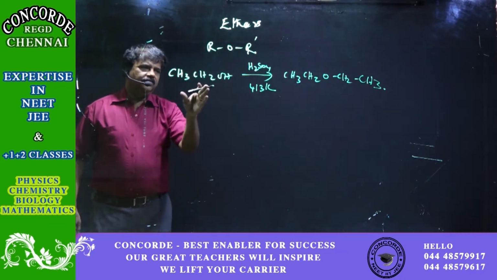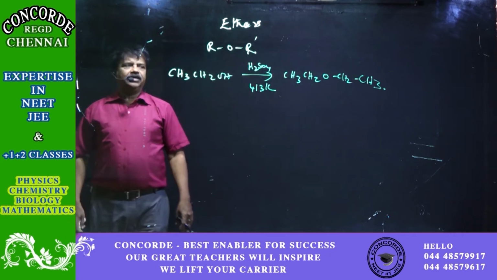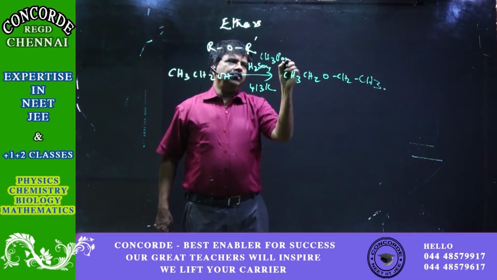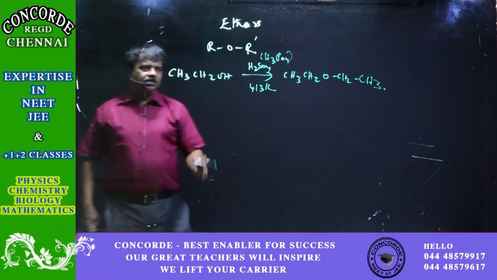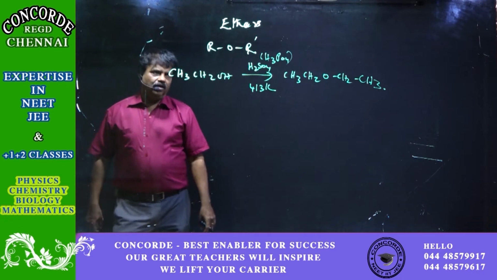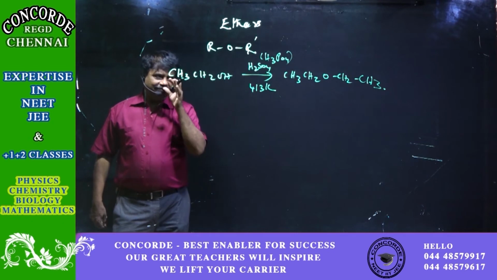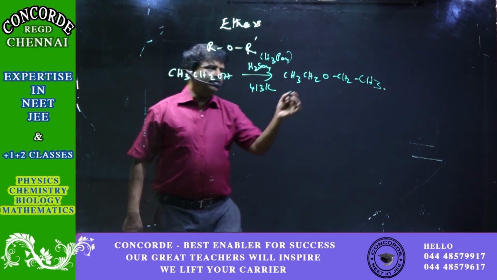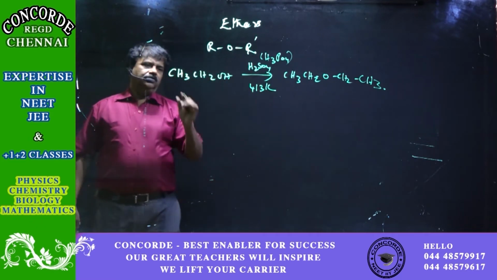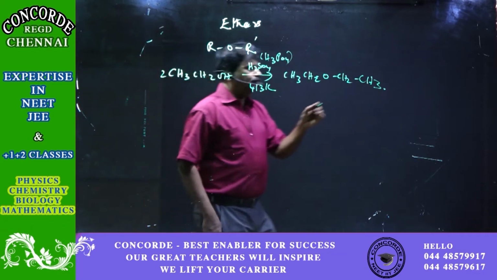Any protonated acids or any protic acids like H2SO4 or H3PO4 can be used. But the important thing in this is the temperature. If it is around 413 Kelvin, it is the ether which is formed. But if the temperature becomes more, no ether will be formed, but a different compound will be formed. So the temperature is very, very important. So these two molecules combine, giving out one water.